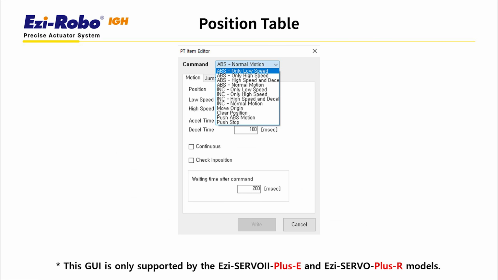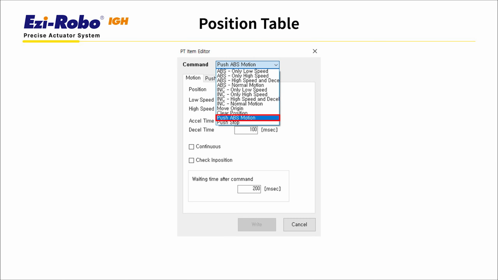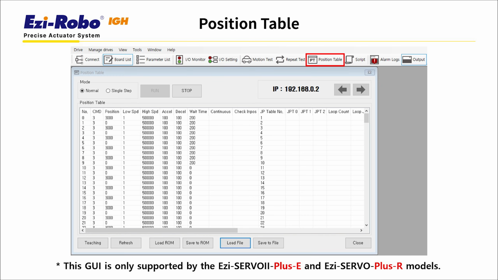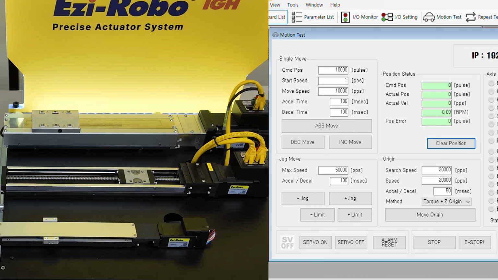The position table supports various motion types, including absolute positioning, incremental positioning, and push motion commands. It also offers a sequence execution function that enables the commands to run in order. The Ezi-SERVO plus E-Drive can store up to 256 motion commands. We will now show you a video demonstrating the demo using the motion test and position table functions.